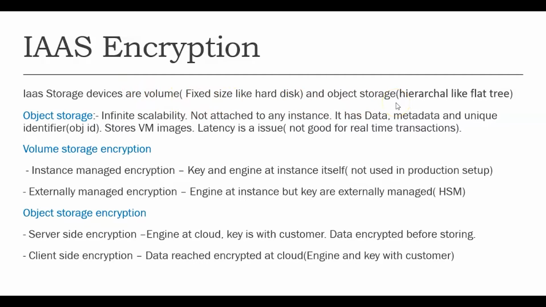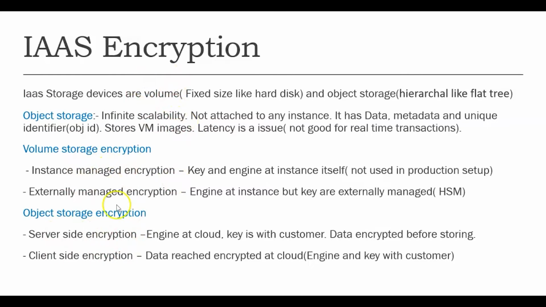Whereas object storage is a hierarchical, tree-like structure, so it has infinite scalability where the volume was fixed size, and it is not attached to any instance, whereas the volume is attached to the user or the VM. It has three fields: data, metadata, and unique identifier, and it is normally used to store VM images. The disadvantage of object storage is latency, because it is not good for real-time transactions, and the data should be replicated across all the nodes for consistency to occur. So object storage has some advantages and disadvantages against volume storage.